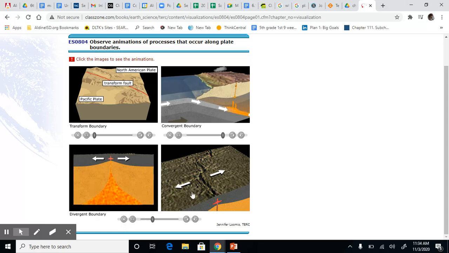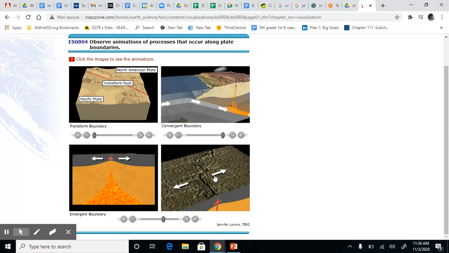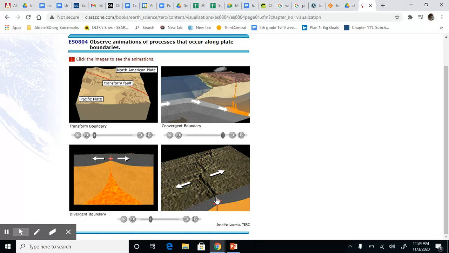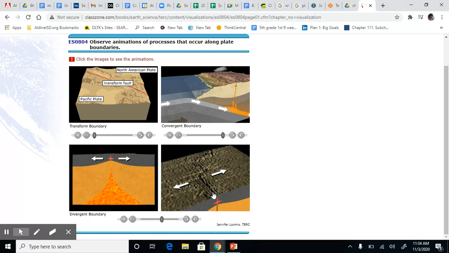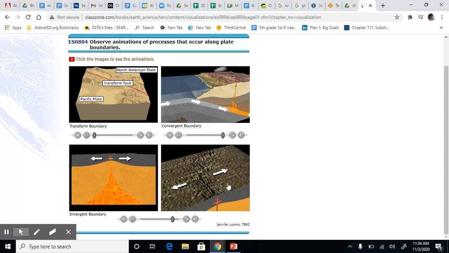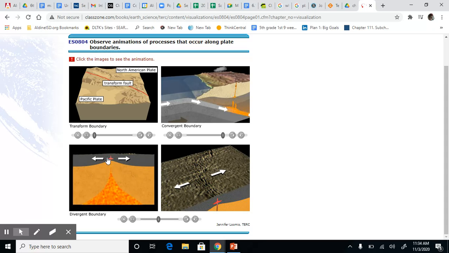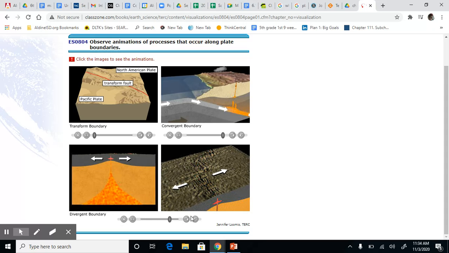So it begins to spread, it pulls away, and watch how our arrows separate from each other. A lot different from converging when they're colliding. And so as they begin to spread away from each other, we can see how the magma from the mantle comes up and out, okay? Because they're spreading from each other. We can also see it over here. Okay?